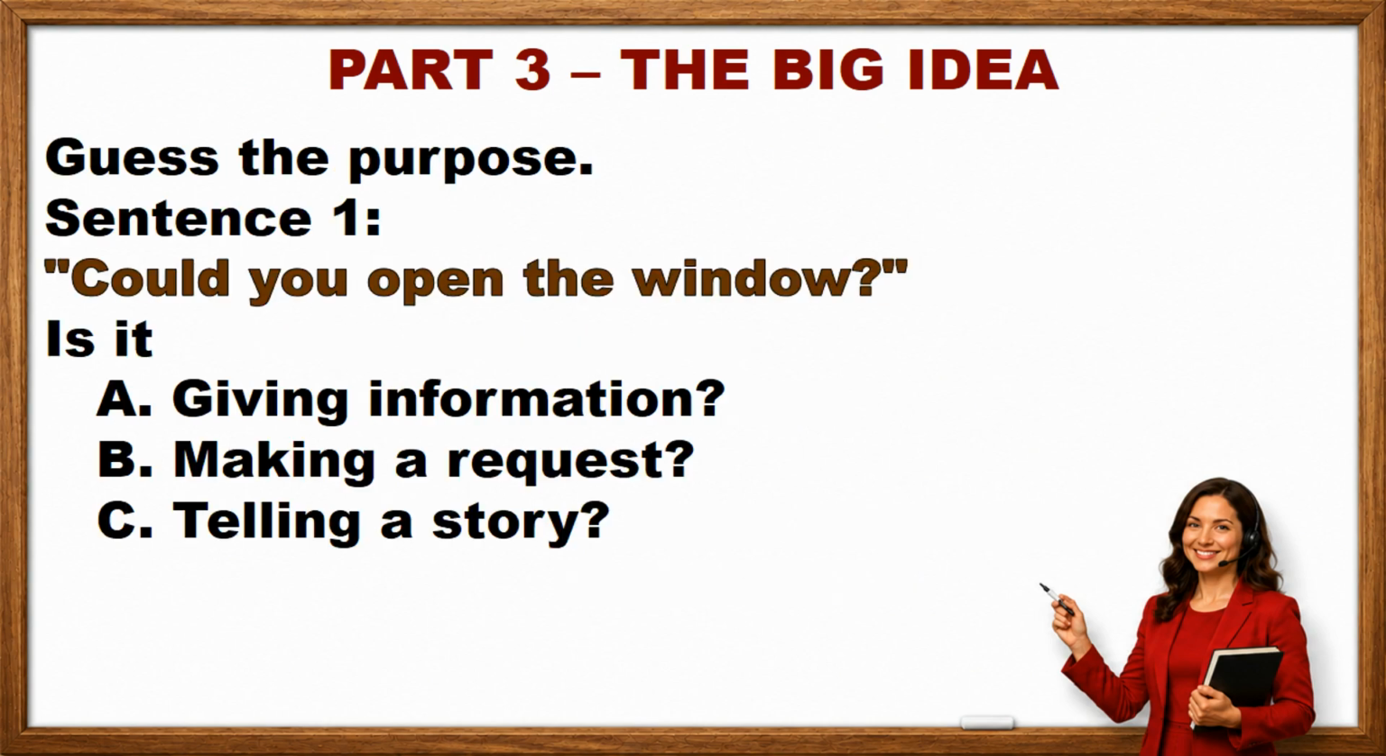Fun activity. Guess the purpose. Sentence 1. "Could you open the window?" Is it A. Giving information? B. Making a request? C. Telling a story? The answer is B. It's a request, even though it's written as a question. Interesting. Grammar and function aren't always the same.